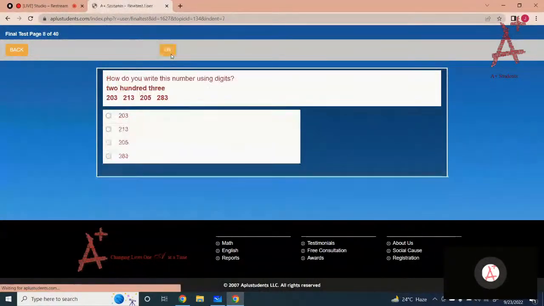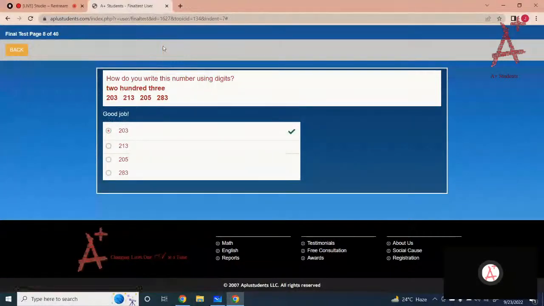Okay, the next one is, how do you write this number using digit 203? Which one is the correct one? 2 is at the hundreds position. You don't have the digit that is at the tens position. So it is 0 and then you have a 3. So it is 203. It's the first option. Got it?